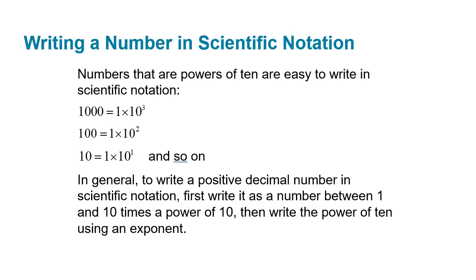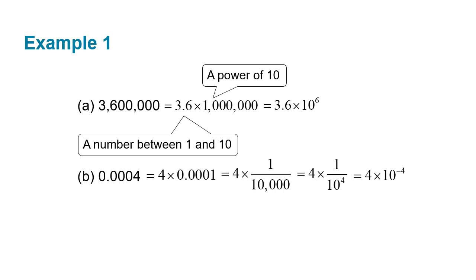Okay, numbers that are powers of 10 are easy to write in scientific notation because we're just talking about how many zeros, and that is the power of 10. So 1,000 is just 10 cubed, 100 is 10 squared, and 10 is just 10 to the 1. Now, we wouldn't put the 1 there, right? Anything that's raised to the power of 1, we just leave the 1 off, and then it's just assumed that it's just itself, right? It's raised to a power of 1, so it's just itself.